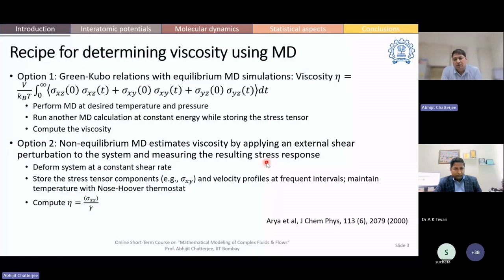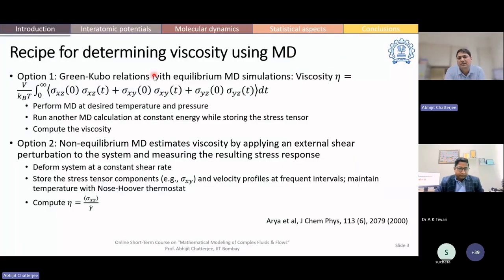So, these are two options which I'm showing for determining the viscosity using molecular dynamics. I have not explained what MD is, but I'm trying to set the stage for why one should be interested in molecular dynamics. And there are two options.